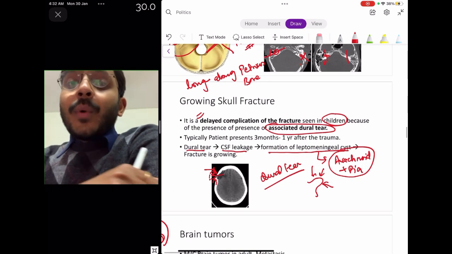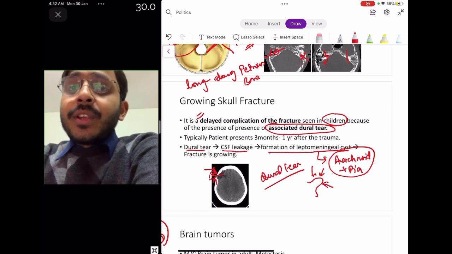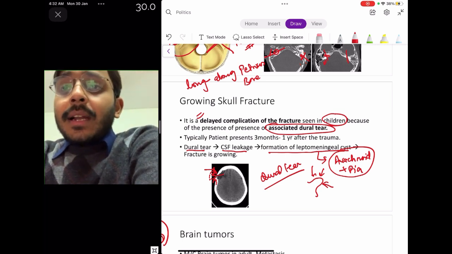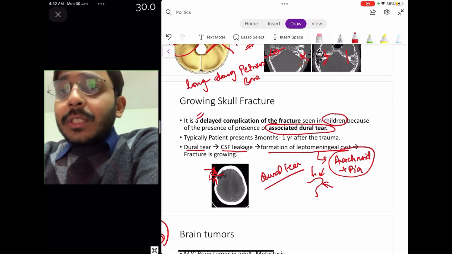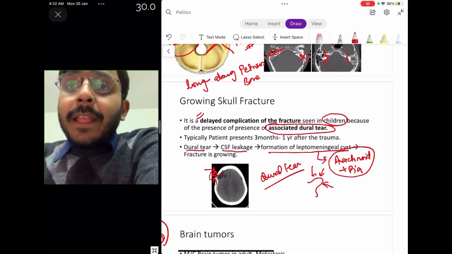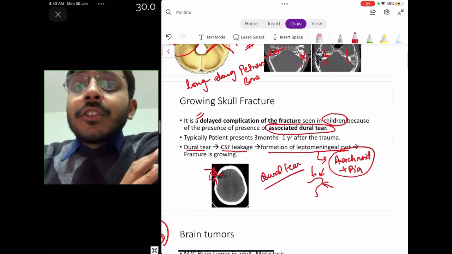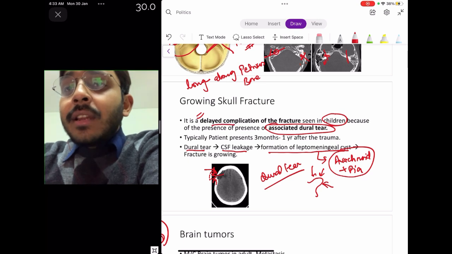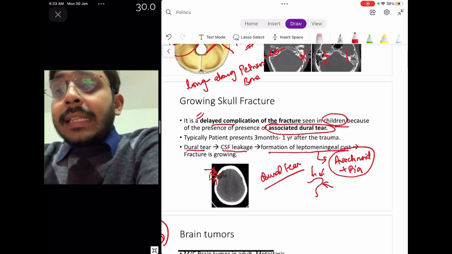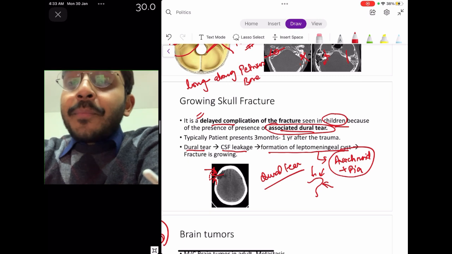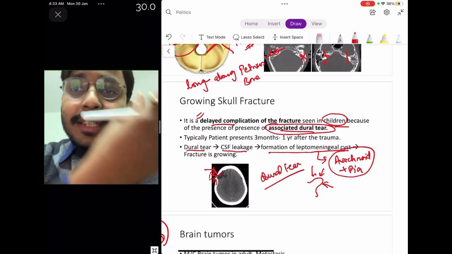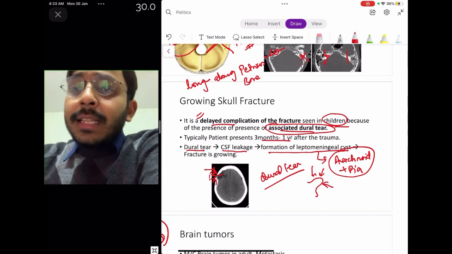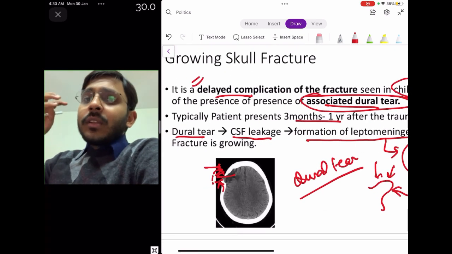Now, what is a growing skull fracture? So, this was a question which was asked in 2017 in AIIMS PG, and it was a new question back then. So, what is a growing skull fracture? To understand this, there are a few keywords associated with this entity, namely a delayed complication, it is a child, and there is an associated dural tear. So, what will happen is that in a child, 3 months to 1 year after the initial trauma, they'll present with an increasing swelling over the scalp.